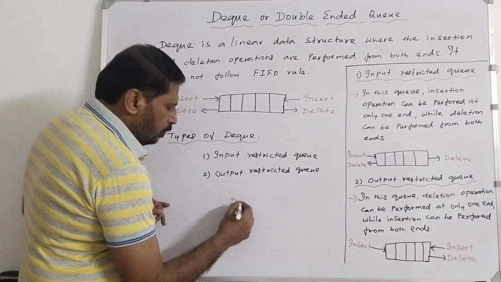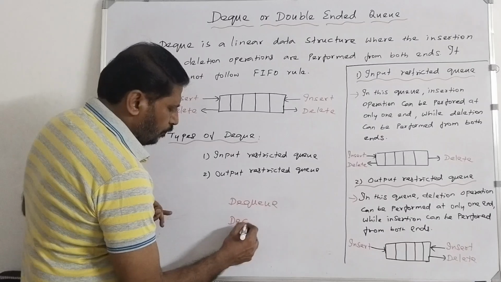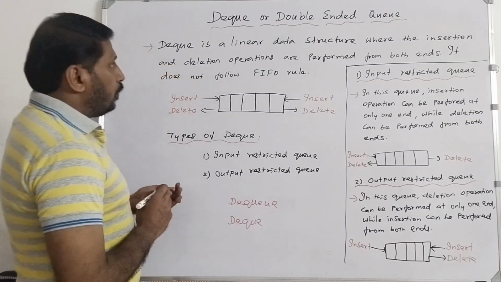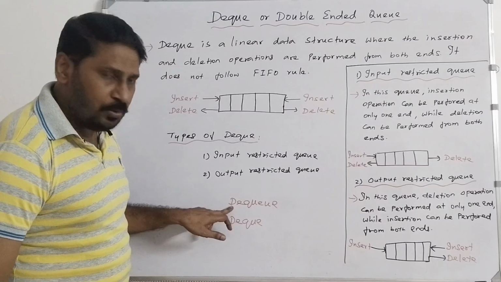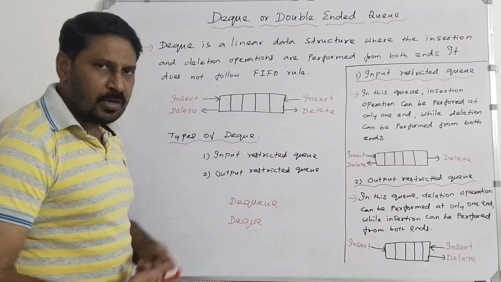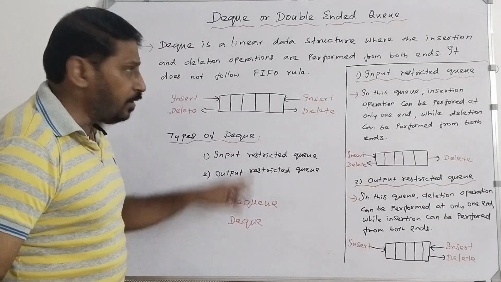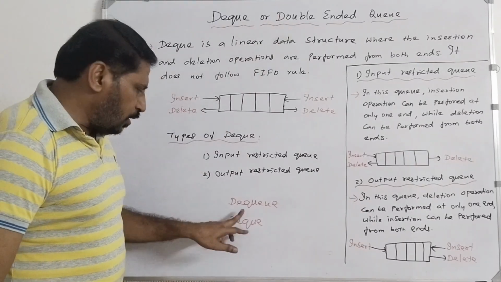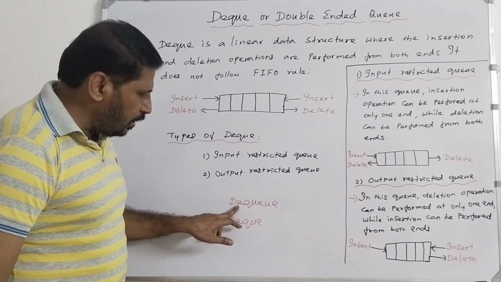There are two dequeues. This first one, dequeue, is nothing but deletion, deleting one element from the queue, whereas this dequeue is nothing but double-ended queue. So what is the difference between these two? Only the spelling.